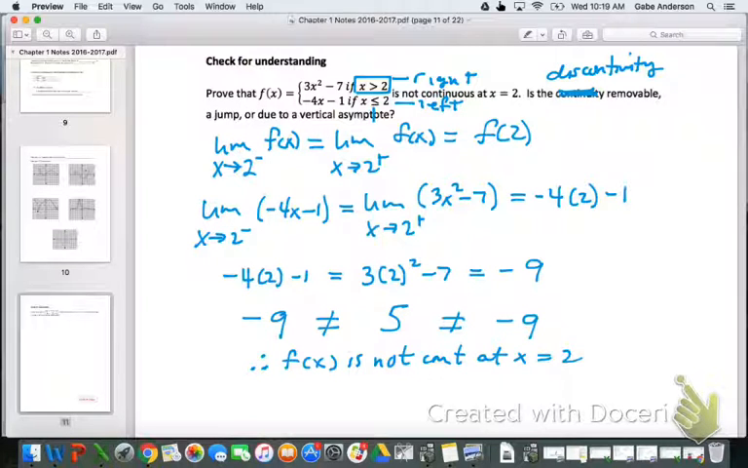And because the behavior from the left and the right is different, we can say that it is a jump discontinuity. It might be helpful for you to graph that and kind of see a visual on that. We'll do some of that in class for sure, but definitely going to be a jump discontinuity because that left-hand and right-hand behavior is different.